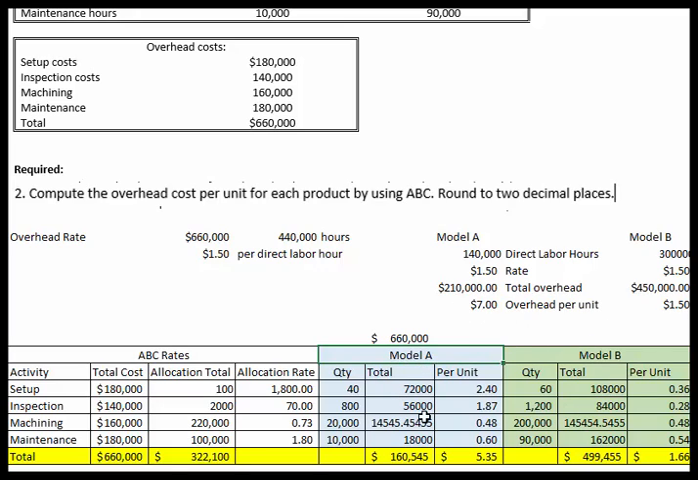So much more tedious, I guess, doing the activity-based costing. I think the hardest part might have been just to get started and to figure out how we're going to allocate these costs. Again, Excel makes this very, very quick and easy for us. So that's the answer to the second requirement for this problem.